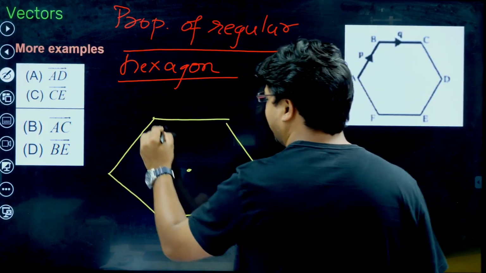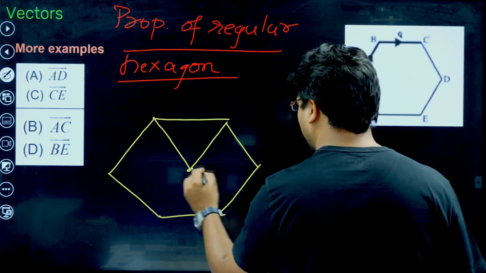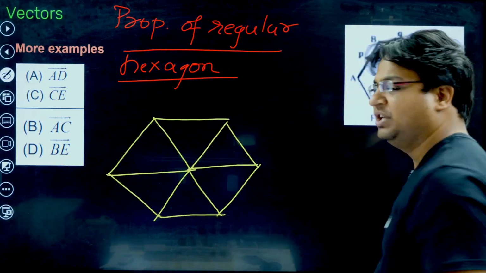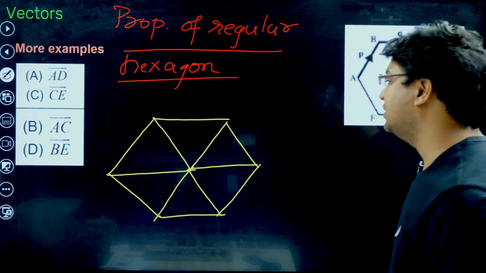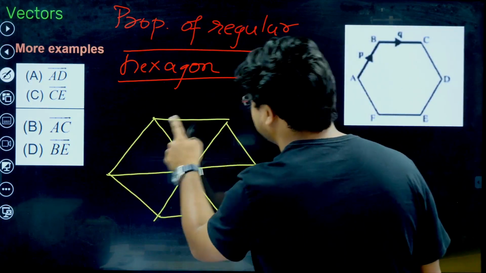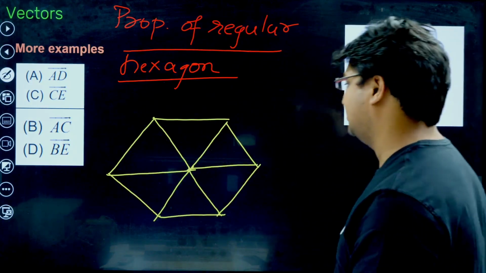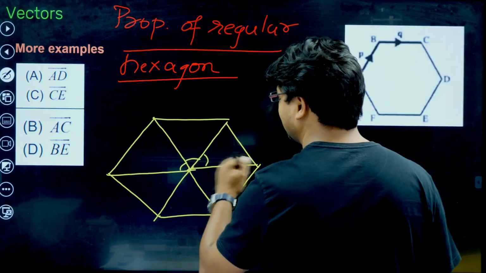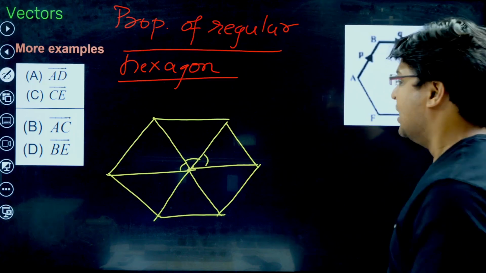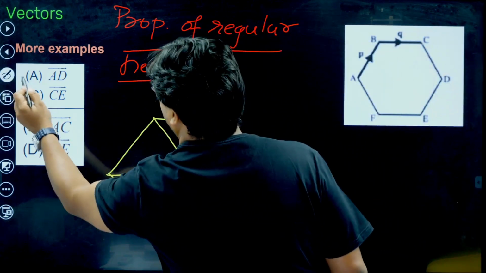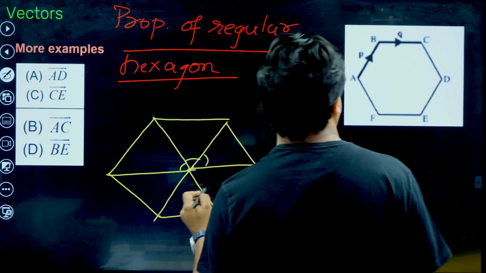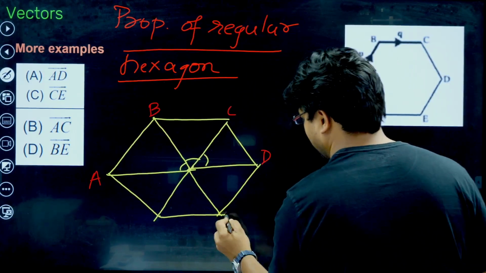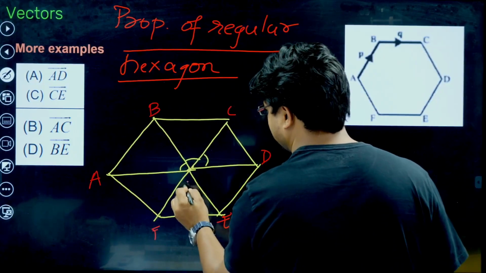This is the center. If I join the center with all the vertex, do you agree with me that we get 6 equilateral triangles? Which means all the lines that you see here are of same length. And not only that, this angle, this angle, this angle, all these angles are 60 degree. So what I can conclude here is that if I name this point as A, this as B, this as C, this as D, this as E, this as F, and the midpoint, let's say O.